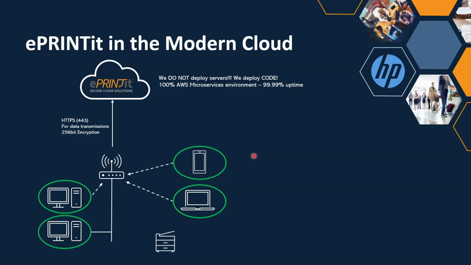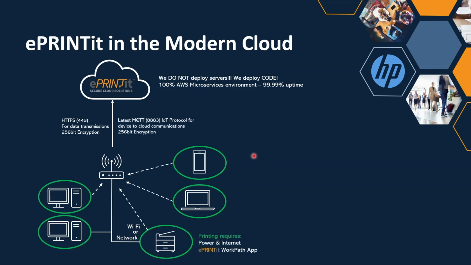And what that also leads into is a lot of modern methodologies that we've adopted within our technology. So let's bring our printer back in. And whether it's networked or Wi-Fi, we still want to segregate it. We still want to protect it. But for us, the base requirement for that device is it needs power and internet. And for HP, we want our WorkPath app installed on that device. With that scenario, all I need is internet access.